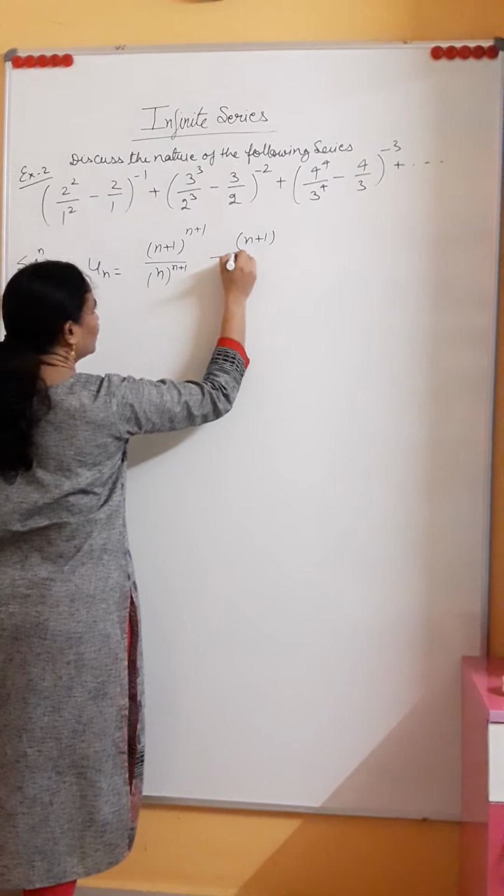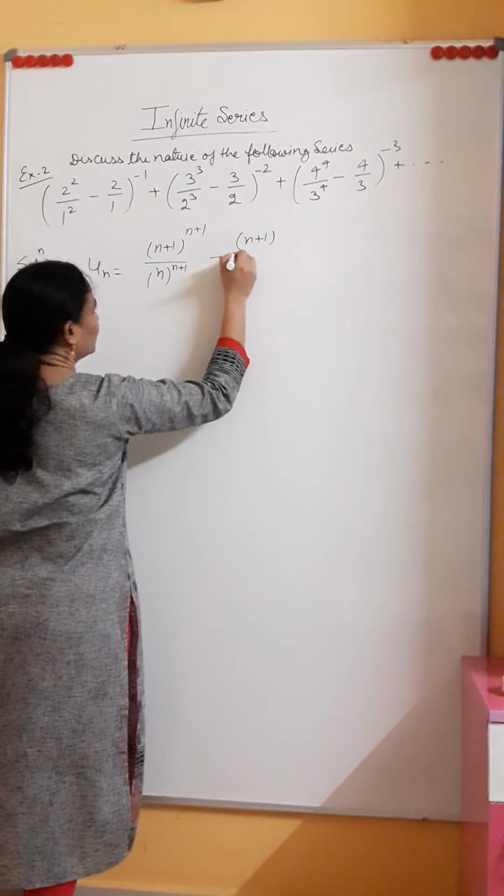Then whole power. So when this is the first term, power is minus 1. When it is the second term, power is minus 2. When it is the third term, power is minus 3. So when it is the nth term, power has to be minus n.